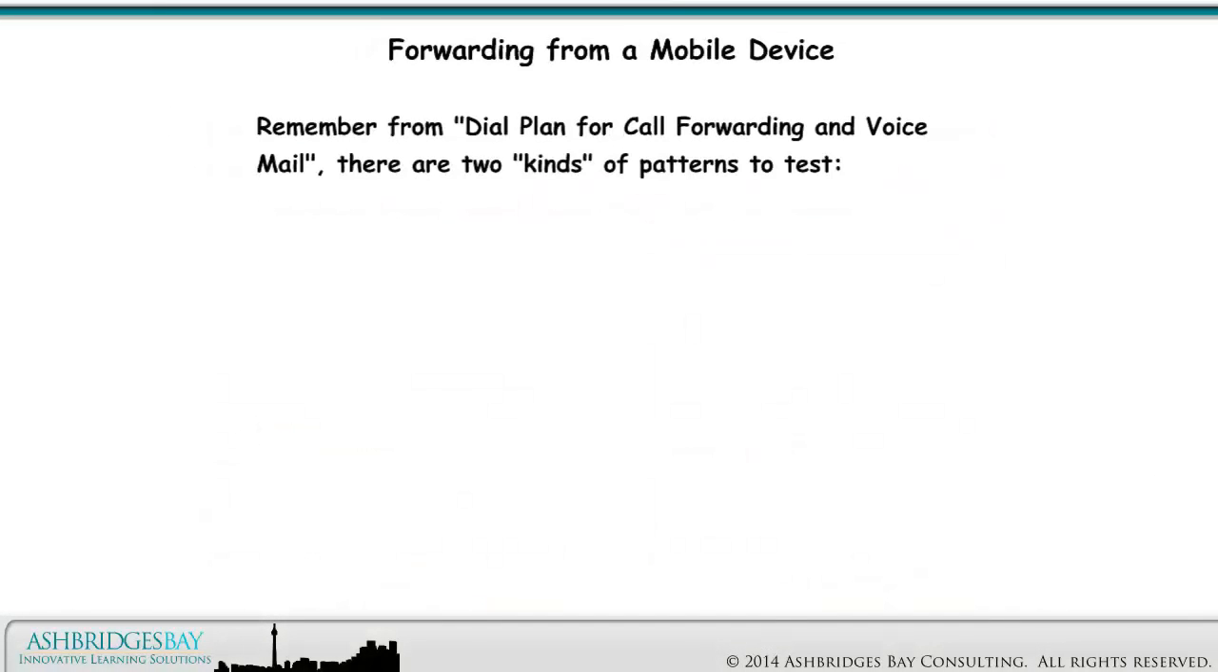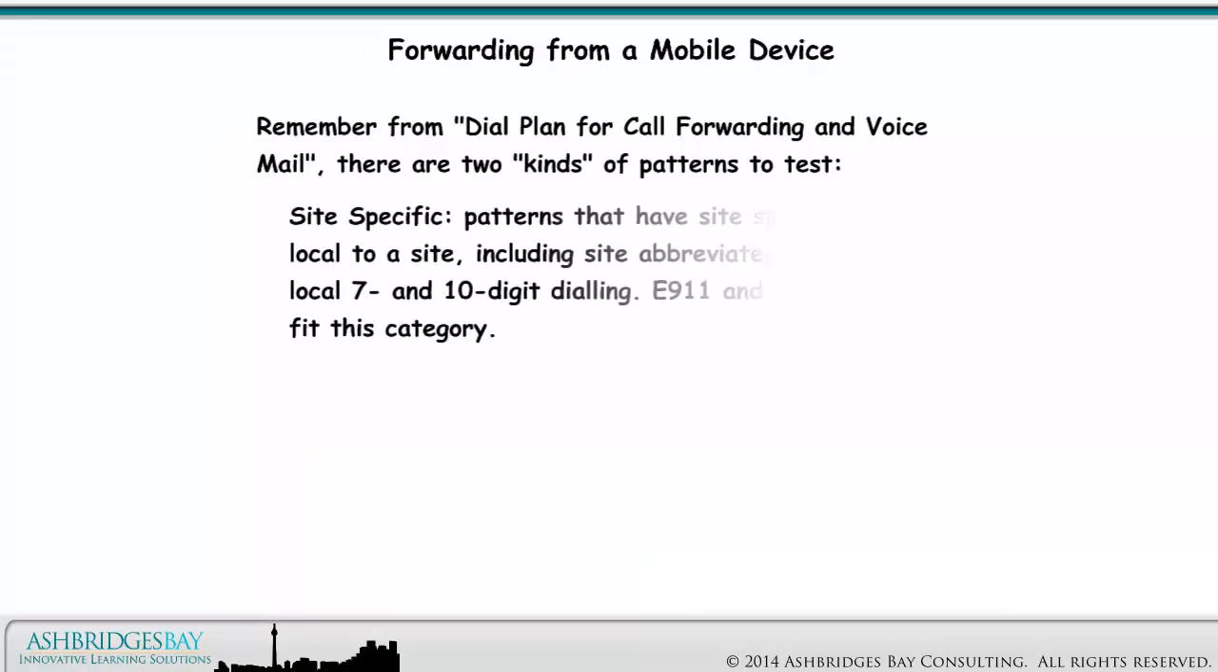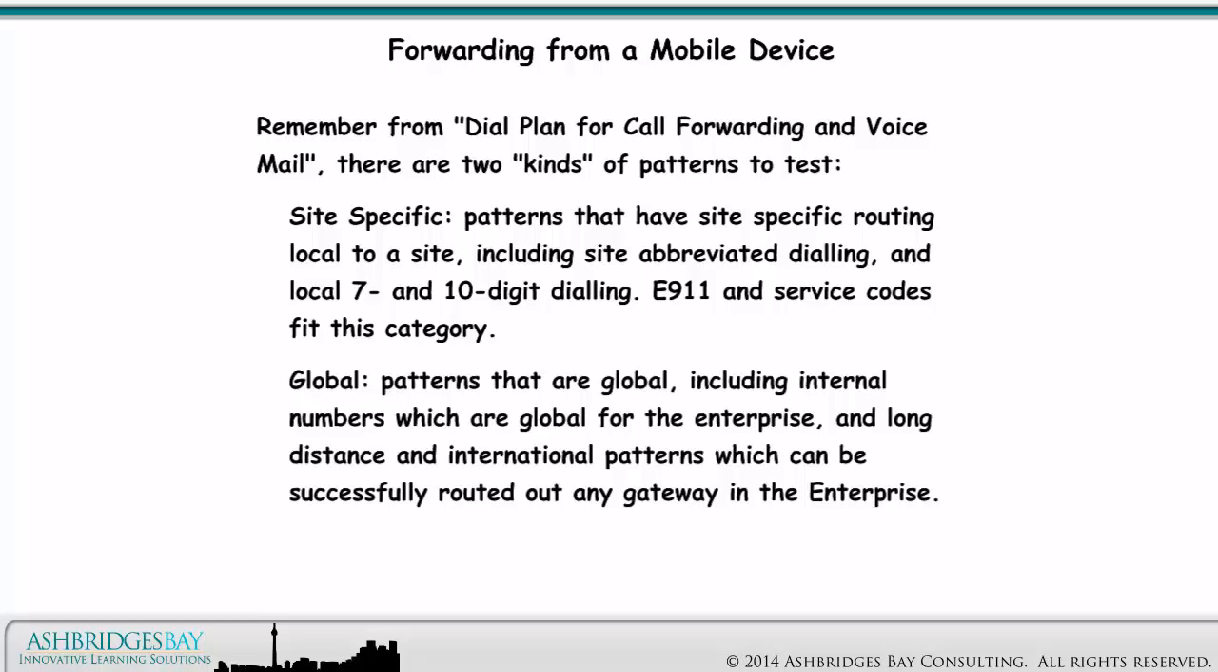Remember from dial plan for call forwarding and voicemail, there are two kinds of patterns to test. Site-specific, patterns that have site-specific routing local to a site, including site-specific abbreviated dialing and local 7 and 10-digit dialing. E911 and service codes are site-specific, but we don't care about them for forwarding. And global, patterns that are global, including internal numbers which are global for the enterprise, and long distance and international patterns that can be routed out any gateway in the enterprise. These two kinds of patterns have different behavior.